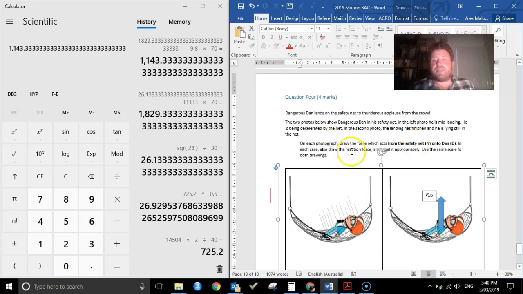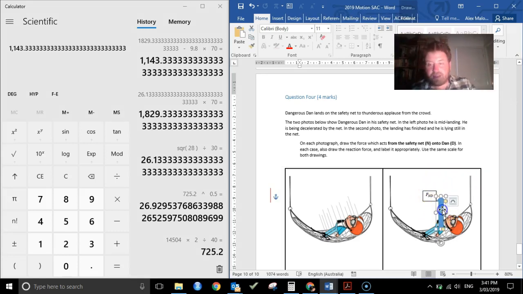We also need to draw the reaction force. Now the reaction force to an upward force is not necessarily gravity, and it is in fact almost never gravity. The reaction force to gravity is you pulling upwards on the earth, and that's a force that we almost never actually see or put into our calculations. The reaction force to a force of safety net onto Dan must always be, by definition, the force of Dan onto net. So let's just turn that arrow around.